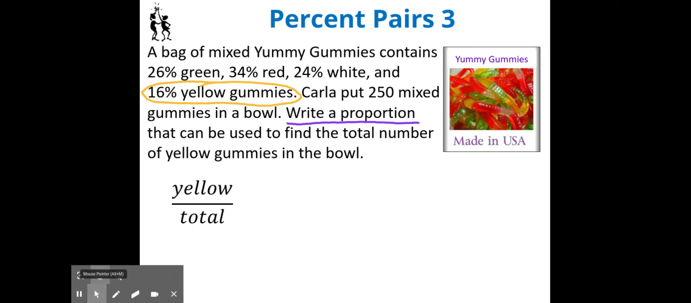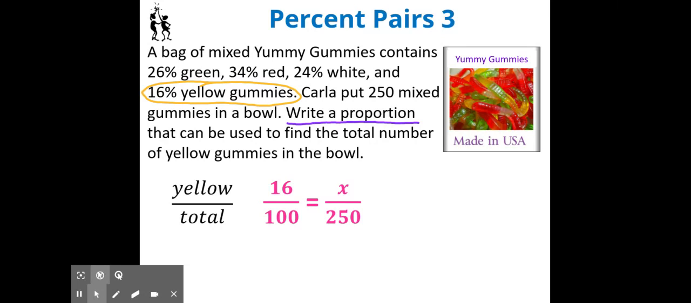All right, let's see how you did with your proportion. If you wrote your proportion correctly, then your proportion says yellow to total would be 16 to 100 is equivalent to X to 250. Now, if you're thinking, oh no, my proportion doesn't look like that, mine must be wrong. Remember, there are multiple ways to write these proportions.